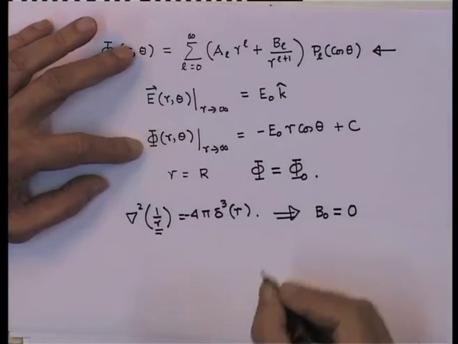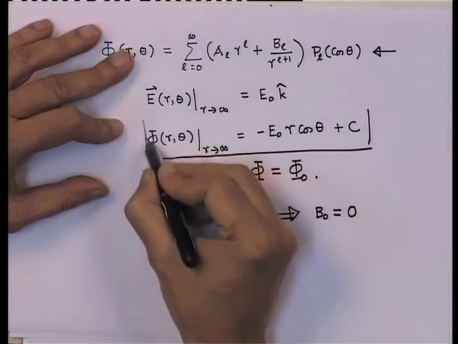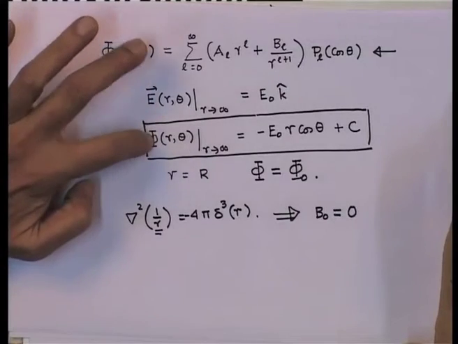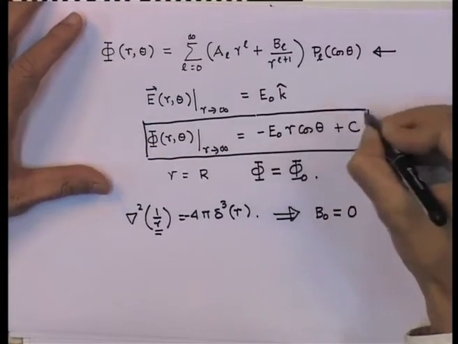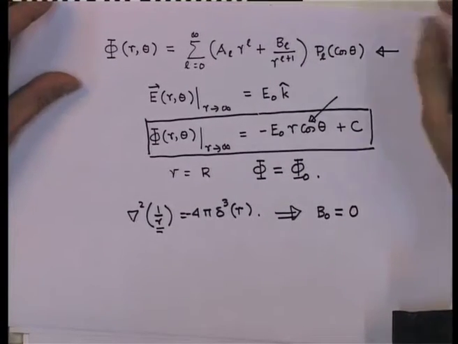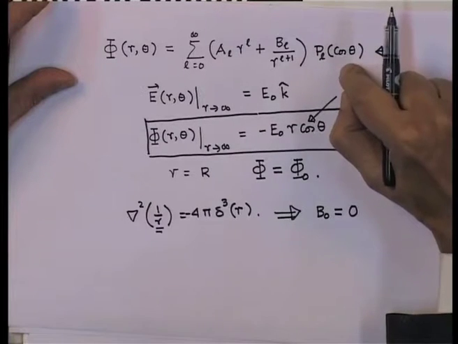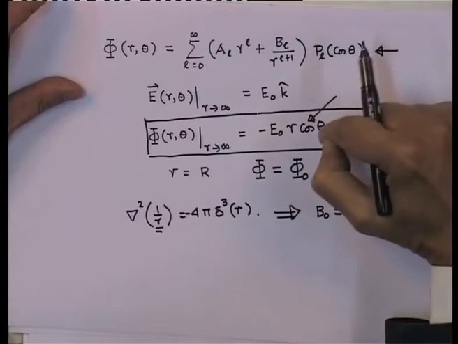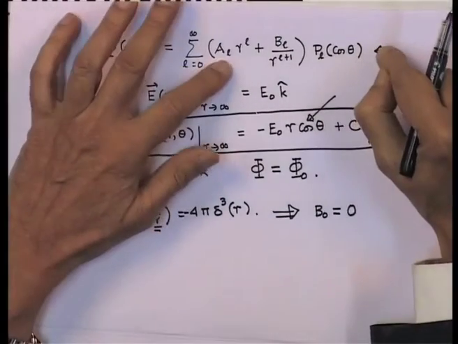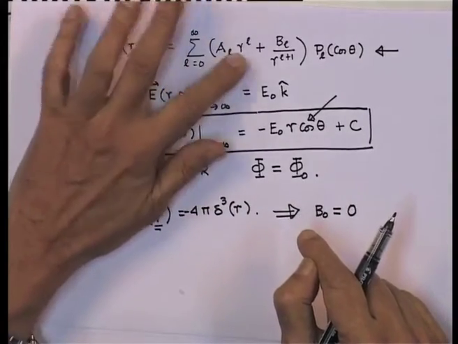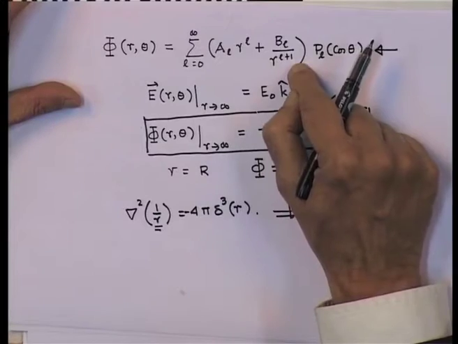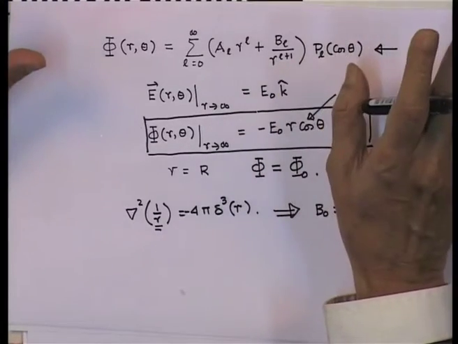Now, the second thing that we do is to compare this expression, the asymptotic form of the potential, with this at large distances. You notice that this has a term other than a constant, a term proportional to cos theta. We are aware that P L of cos theta is a polynomial of degree L in cos theta. So if you just have a simple cos theta, the corresponding L value must be equal to 1. So we start with a form A 1 r plus B 1 by r to the power 1 plus 1, that is B by r square, times cos theta, and we have said already the L equal to 0 term is not there.